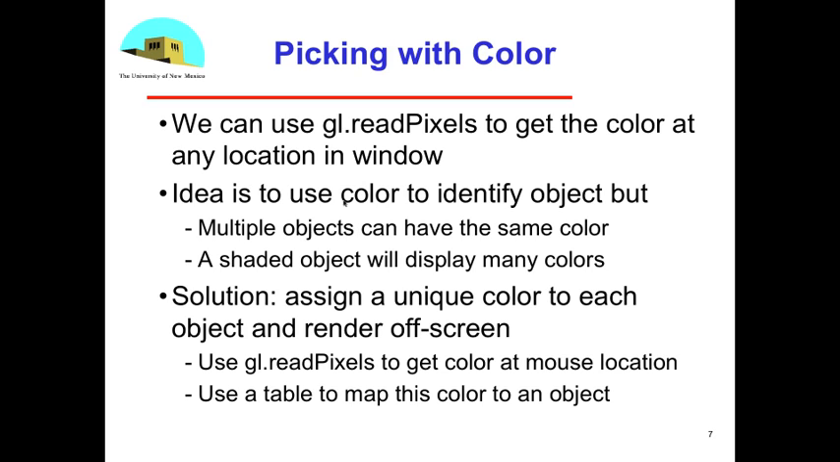Well, here's a simple solution: if I can do a rendering that I don't see, I can do a second rendering with a unique color assigned to each object. Ideally I'd like to use read pixels to get a unique color for each object at the mouse location. So it maps back into a table, and I'll say, okay, if it's red, therefore it's this object. If it's blue, it's this object, or whatever colors I want to assign. And you can do that with an awful lot of different objects. It's very easy to implement.